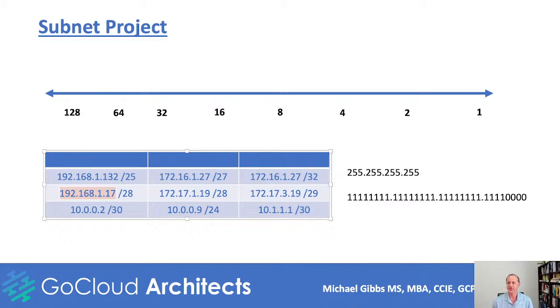256 minus 240 will give you the number of addresses that you actually have. You've got 1 too many. 2 to the 4th minus 2. 16 minus 2. Why? Because 192.168.1.16 is the network, which is not usable, and 192.168.1.31 is the broadcast, which is again not usable. So every address from 17 all the way to 30 are going to be usable addresses.